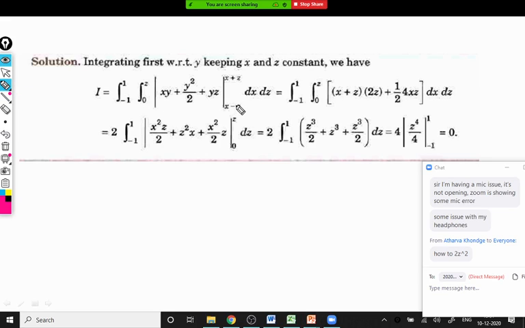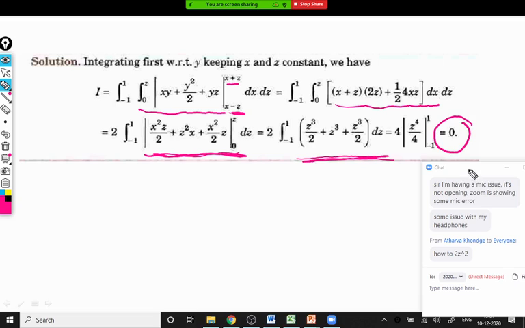You'll observe the first integration is done with y, obviously. Then the upper limit and lower limit are replaced for y, and later on the integration is done with x, treating z as a constant, and at the end integrated with z, and we observe the answer is coming as 0 there. So this is the solved example, similar to the previous question.